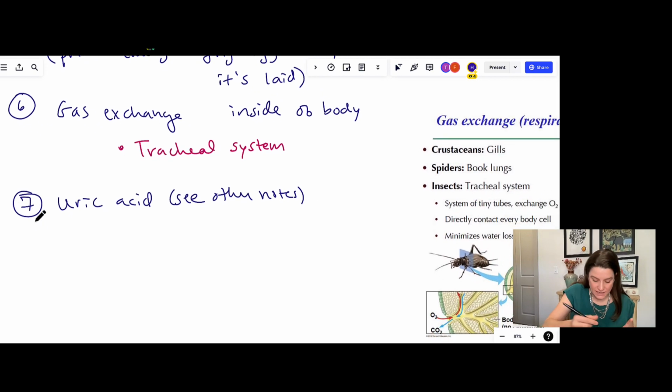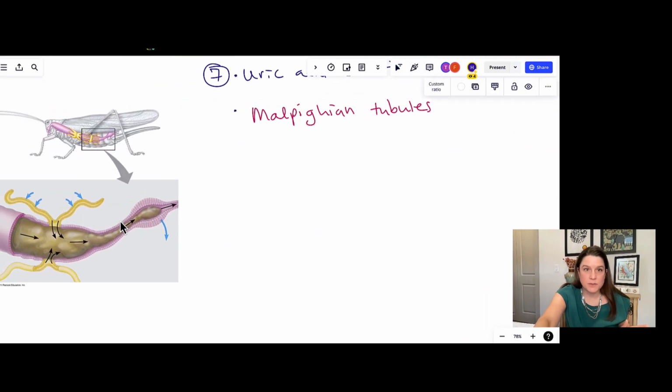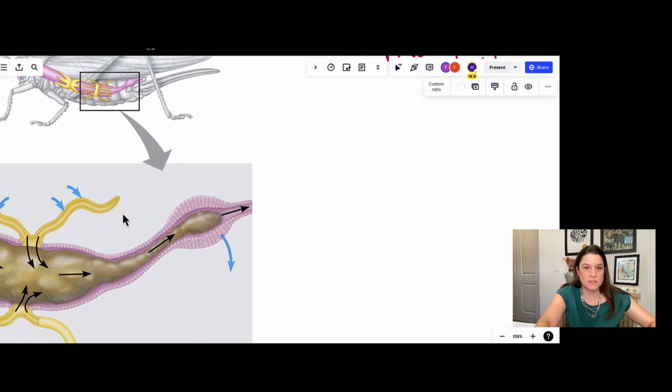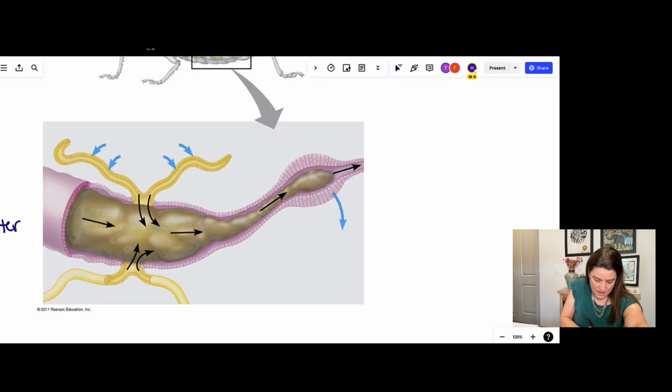In addition to the uric acid, we also have to talk about Malpighian tubules. Malpighian tubules are a bunch of tubes that go into the body cavity. So it's on the intestine. They're little projections off the intestine.